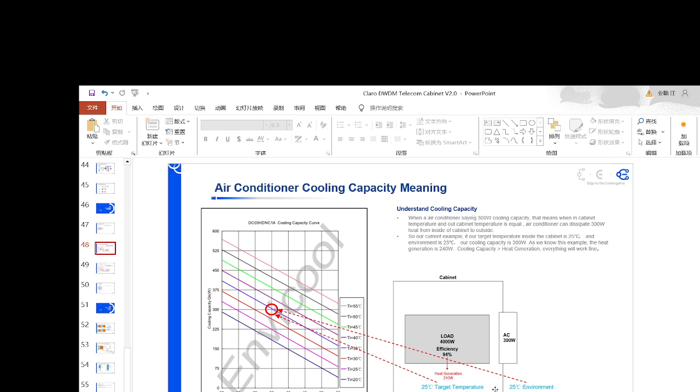If I have a 35 target temperature and 35 environment temperature, it can reach 300 watts, right? Now you can understand if this is 25, 25. For example, inside the telecom cabinet, we have 25 degree centigrade target temperature. We find this curve, right? And if we have a 25 environment here, it will also reach 300 watts, right? So that you can understand.